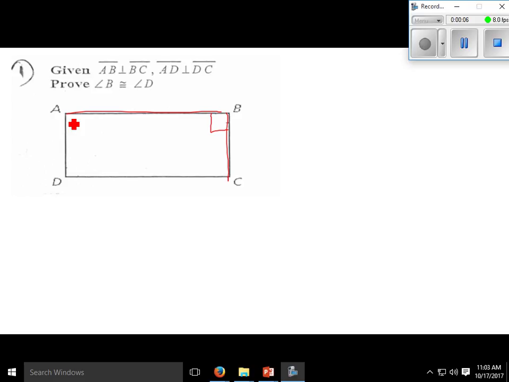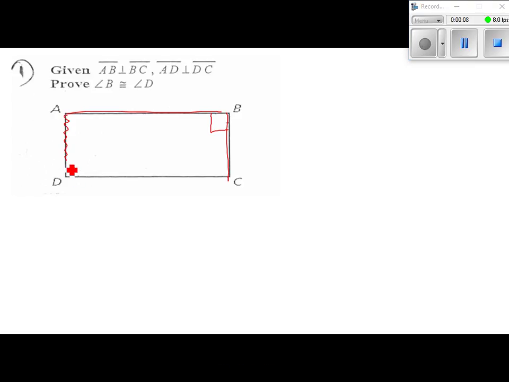AD, it's this segment, perpendicular to DC. What's that tell me about that angle right there? The little box right there. Now we could go through and say, then if this is a right angle, what do we know about it?